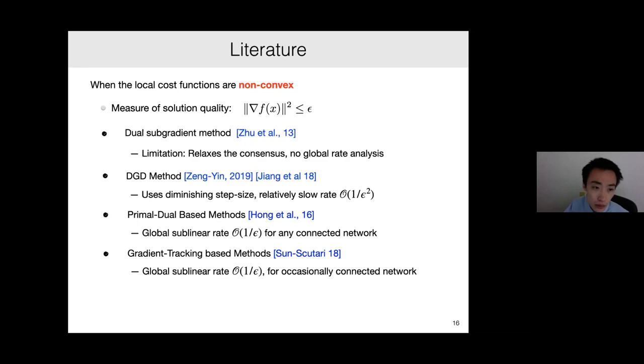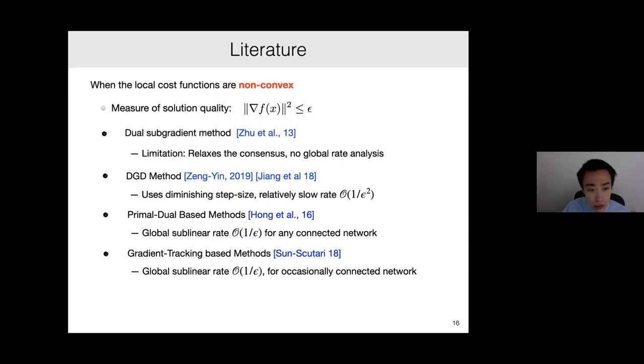When the problem becomes non-convex, the measure of solution quality shifts from the difference of the objective functions to the size of the gradient, because for non-convex problems there's no guarantee that the algorithm will converge to the global minimum. But we will show that the size of the gradient is small, and that the algorithm converges to stationary points. Early works for this type of problem focused only on getting convergent algorithms, which means there's no global rate analysis, but recent works focus on analyzing the convergence rates.